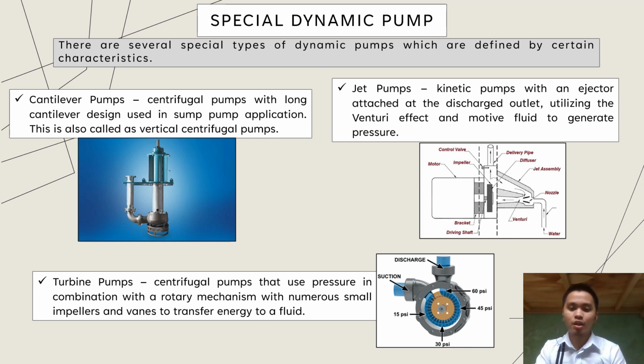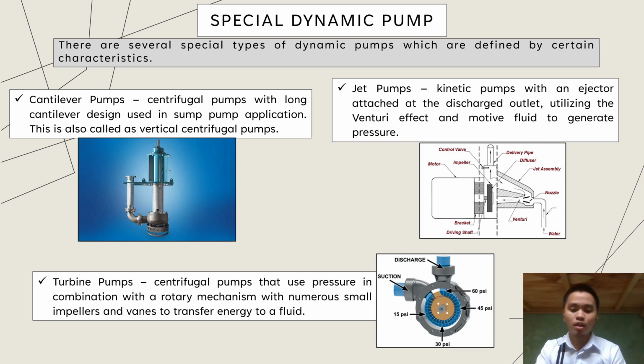Jet pumps are kinetic pumps with an ejector attached at the discharge outlet, utilizing the Venturi effect and motive fluid to generate pressure. Jet pumps are used in marine applications to transfer seawater. In home applications, they are used to move wastewater up to the sewer line.